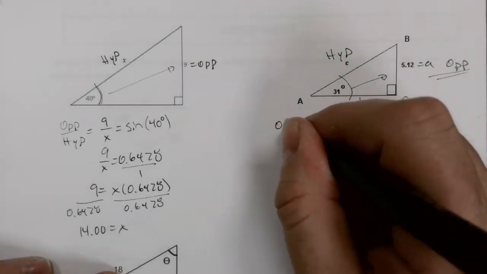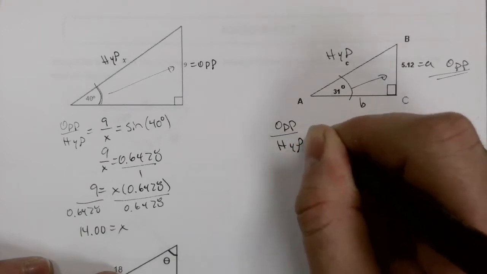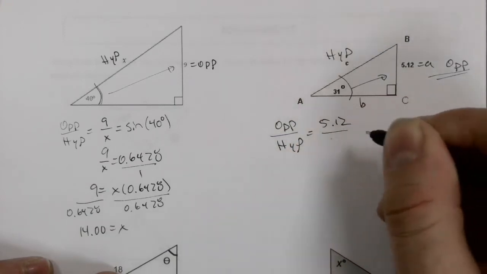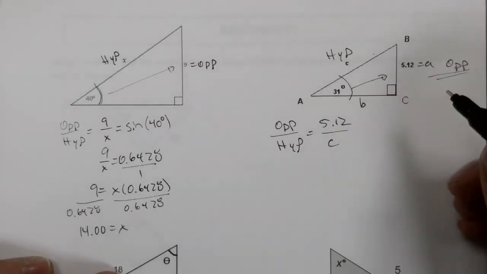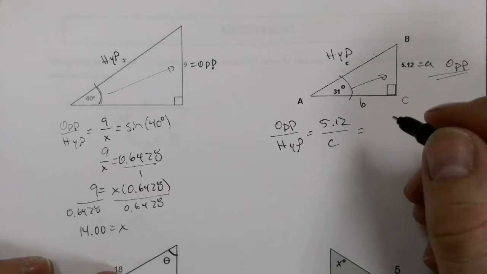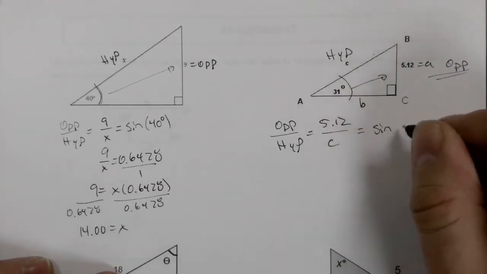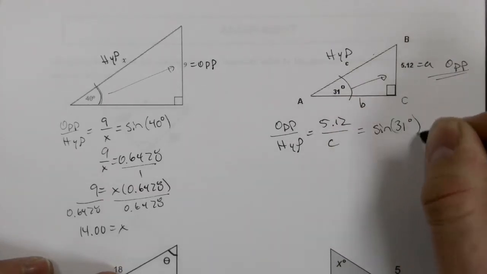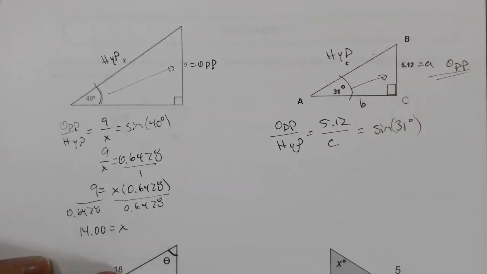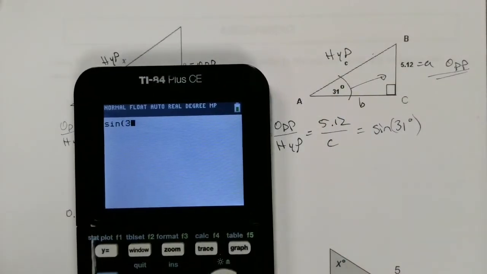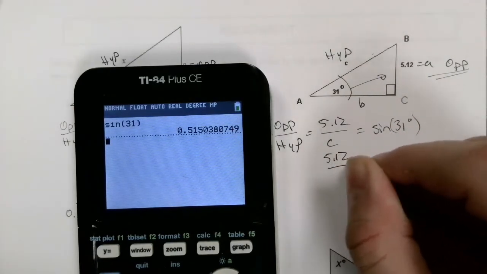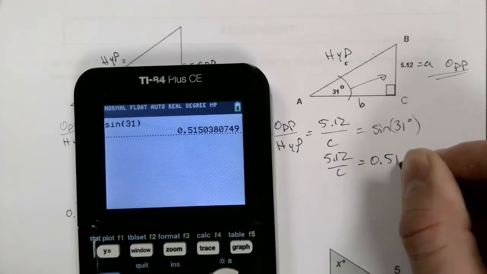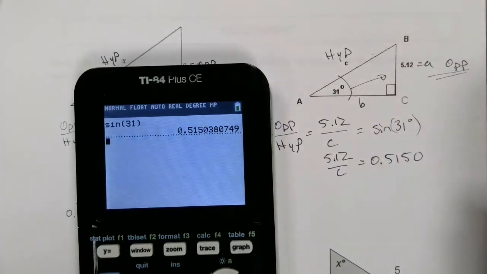So that ratio, the opposite over the hypotenuse, is going to be 5.12 over c. Now the variable they're using there is c, and that's fine. We can stick with that. I don't know what that ratio is, but I do know that that will be equal to the sine of 31 degrees. So I go to my calculator, sine of 31, and we get that 5.12 over c will equal 0.5150, rounded to the fourth decimal place.